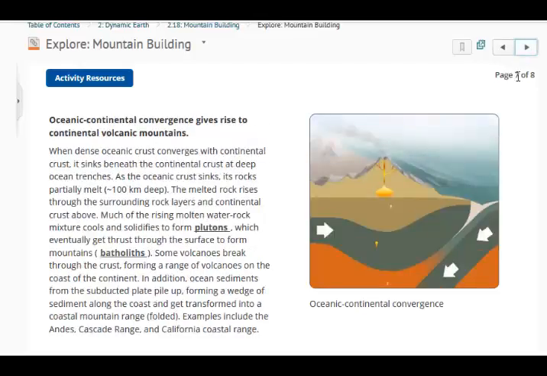Since we've talked about continental and oceanic, now let's talk about oceanic-continental convergence. Again, this leads to mountains being formed, and this also has volcanoes. Some examples include the California coastal range. This is where the oceanic plate sinks under the continental plate because it is more dense, and it causes magma to come to the surface. And that's where you get volcanoes.